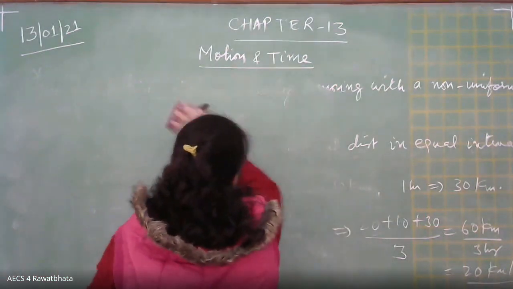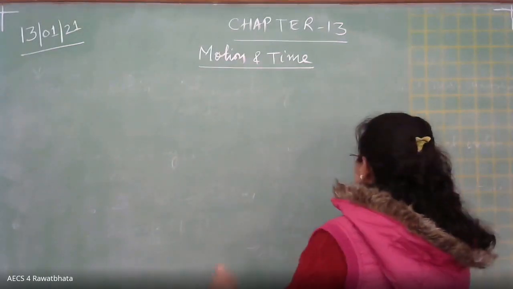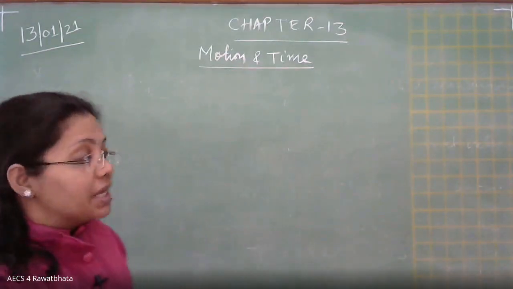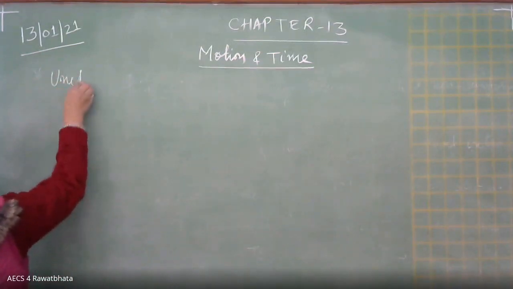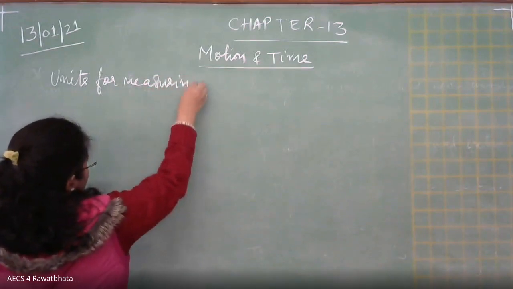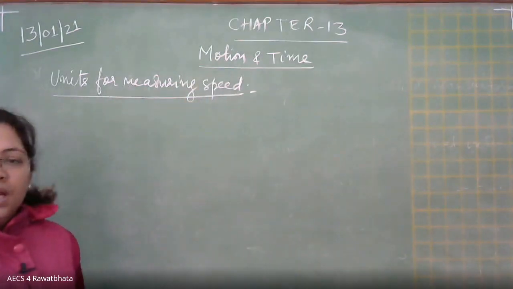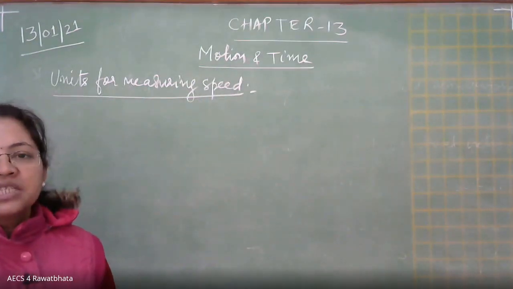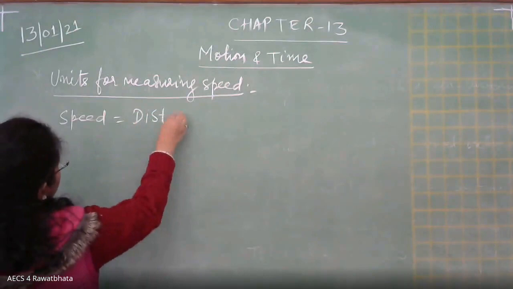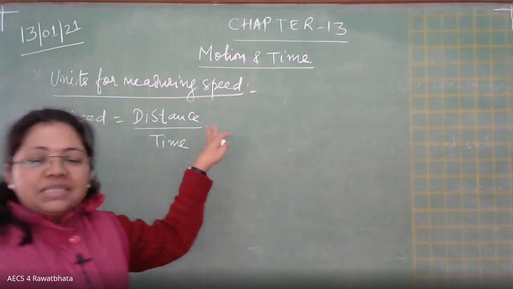Now the next one is the different units. It also gives an important question for MCQ and short answers. Units for measuring speed. Right? Now, what is the basic formula for calculating speed? Distance by time. Yes, the speed is equal to distance upon time.